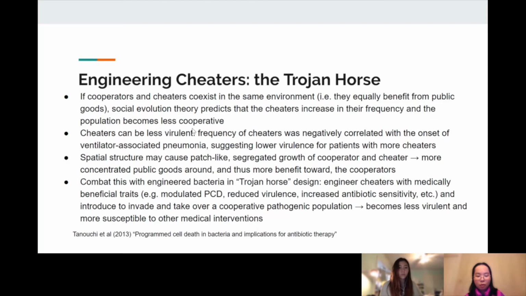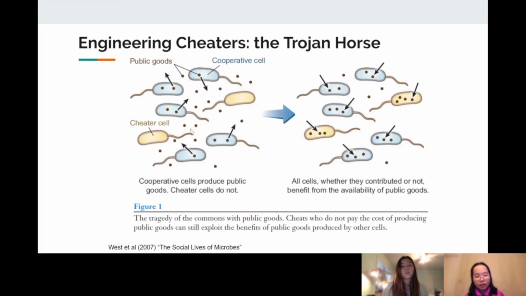Now, what if these cheaters are less virulent? They don't cause disease as well as the other cooperative cells. So they wouldn't cause sickness or as many symptoms.